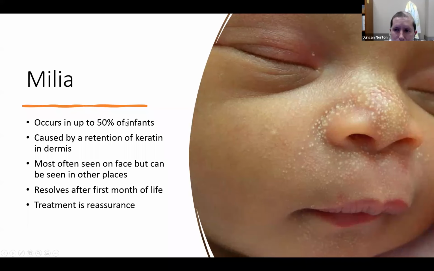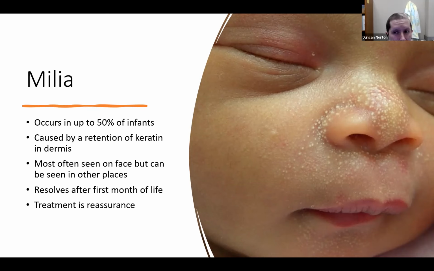So next is milia. This is extremely common. It occurs in more than 50% of infants. It's caused by retention of keratin in the dermis itself. You typically see this on the face, but you can see it on other areas. I tend to see it more on the trunk and the upper arms, but the face is where it's going to be most seen.